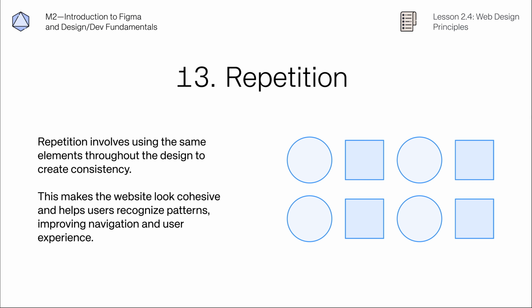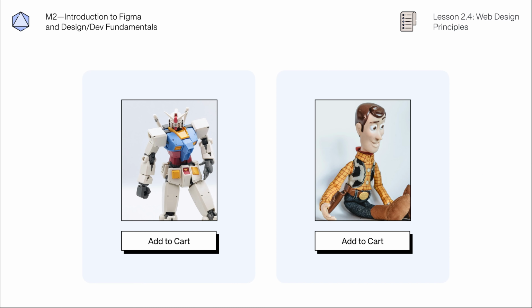Number 13, repetition. Repetition involves using the same elements throughout the design to create consistency. This makes the website look cohesive and helps users recognize patterns, improving navigation and user experience. For example, an e-commerce site might use the same button style for all add to cart actions throughout the site, and this repetition helps users recognize the action they need to take, creating a consistent and user-friendly experience.